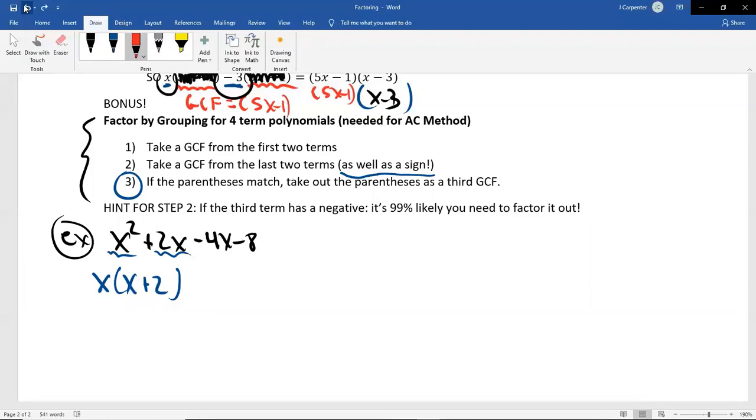I'm going to do this wrong at first. And I'd say red for wrong, but I'm going to keep it red once it's right. So this is wrong for now. I'm going to try taking out a plus. And then between 4x and 8, the GCF would be 4. When I do that, I have negative 4x.